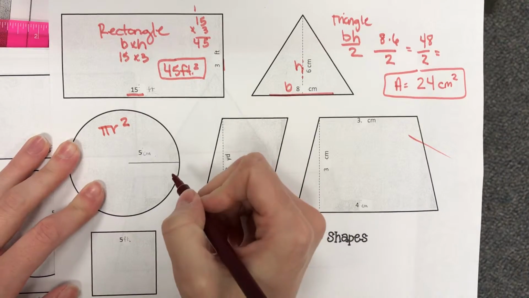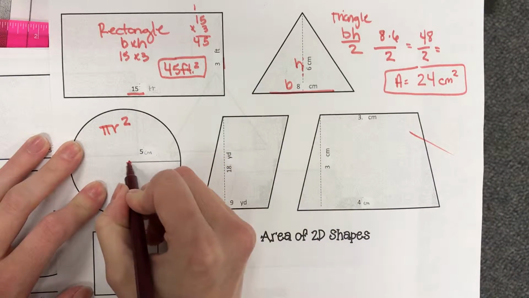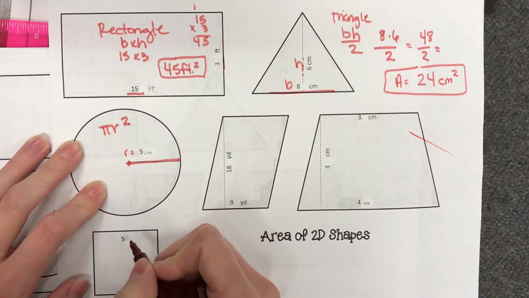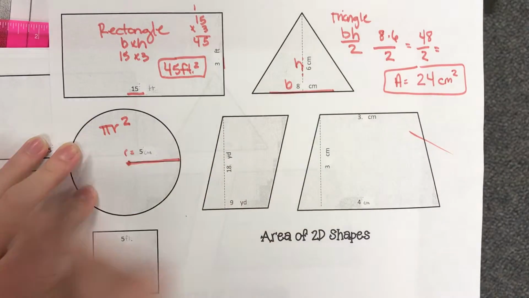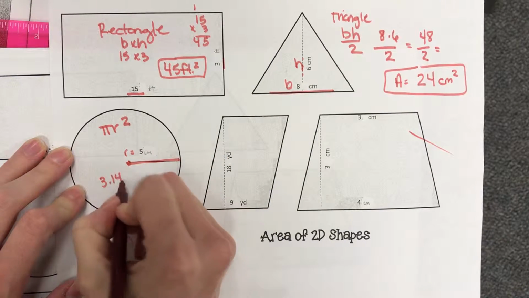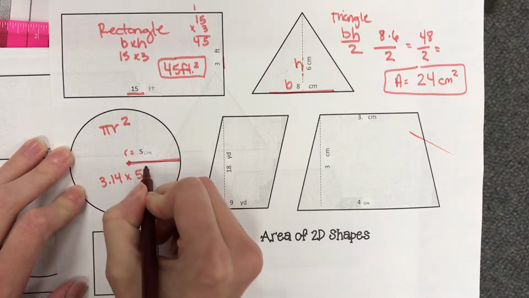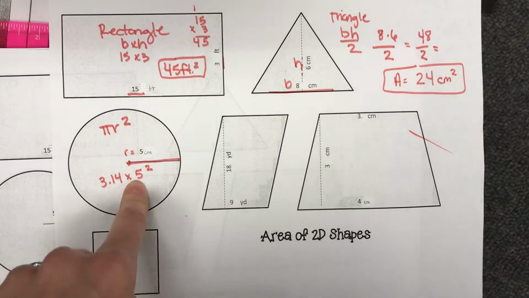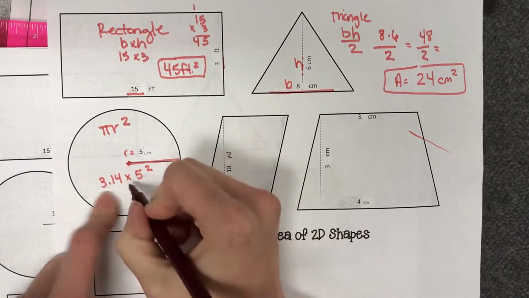What's the radius? 5. If they give us half the circle, that's our radius. We don't have to divide or anything. What about pi? What do we use for pi? Okay, so 3.14 times 5 squared. What is 5 squared? How do we figure? Okay, it's 5 times 5, and that's 25.